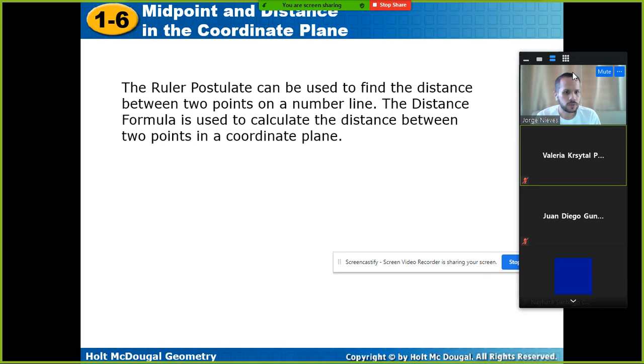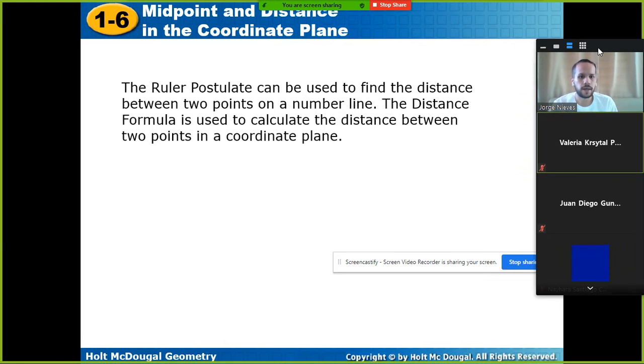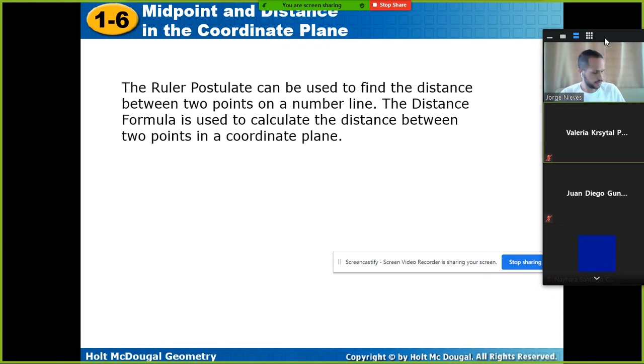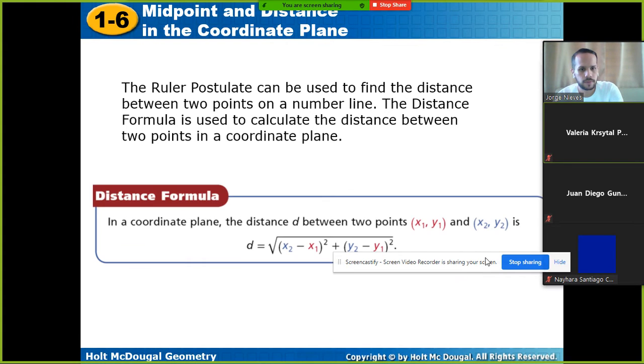Pues nada, buen día a todos. Vamos a comenzar, ¿verdad? Let's finish section 1.6. Ahí nos habíamos quedado.